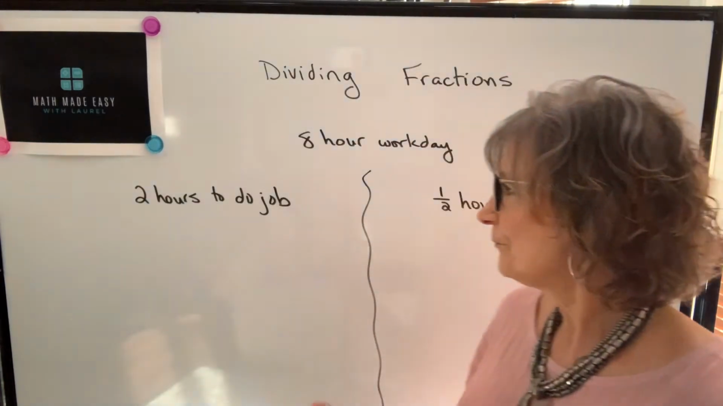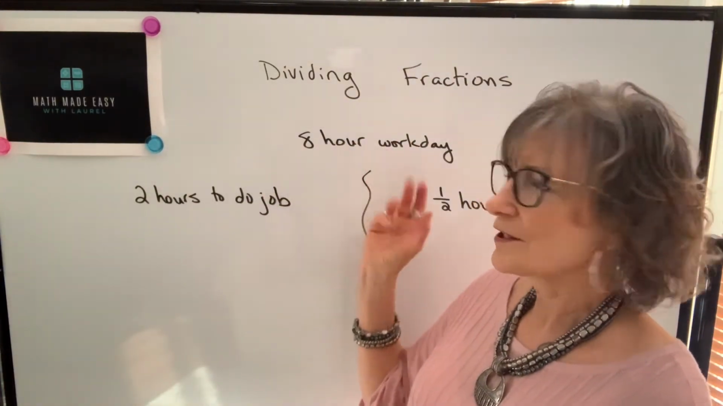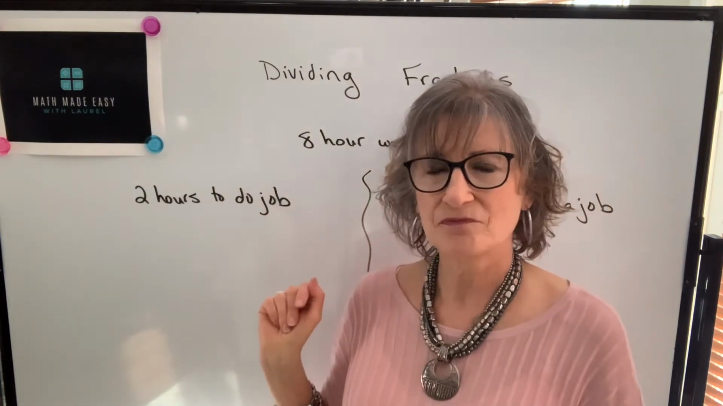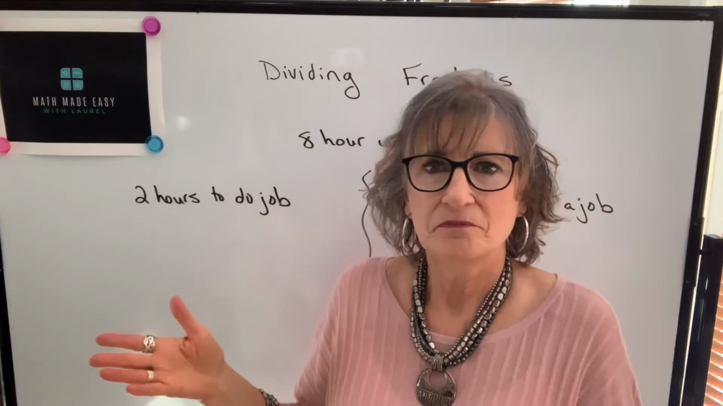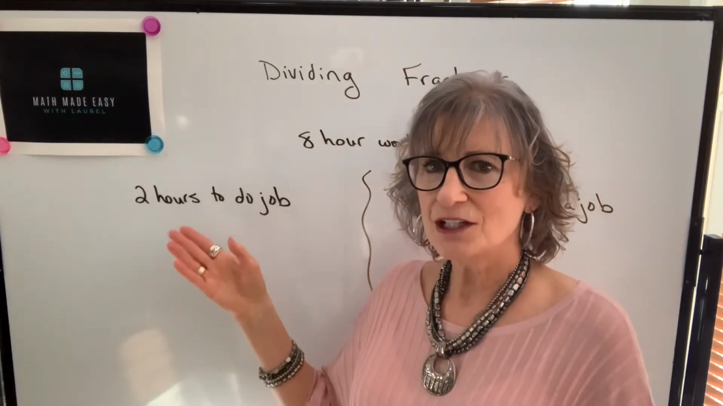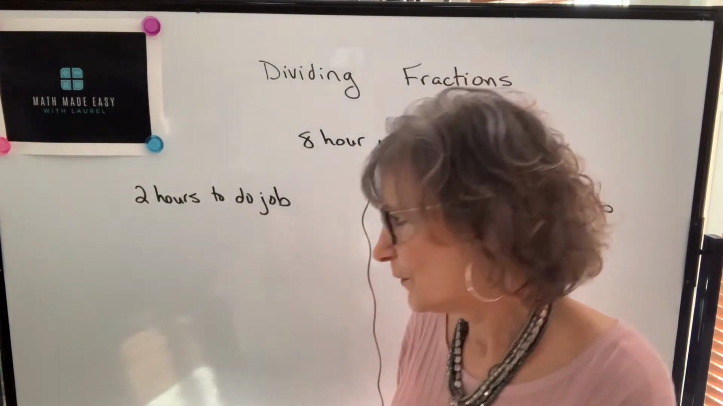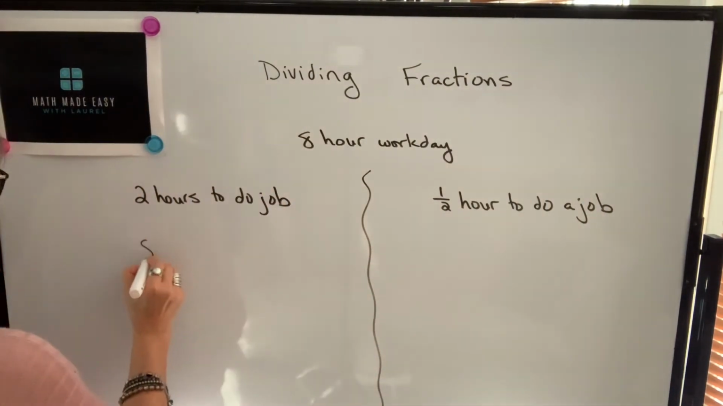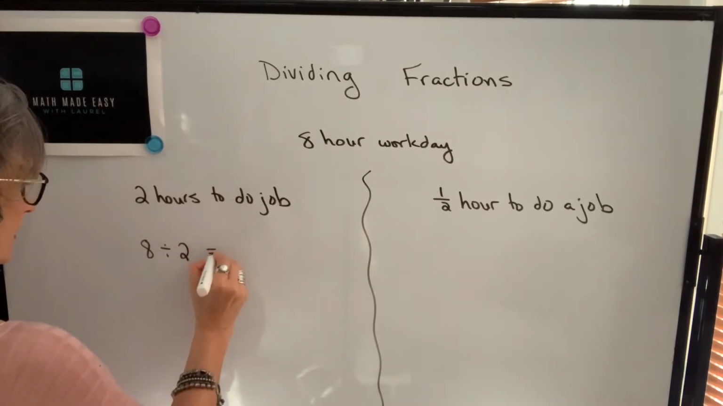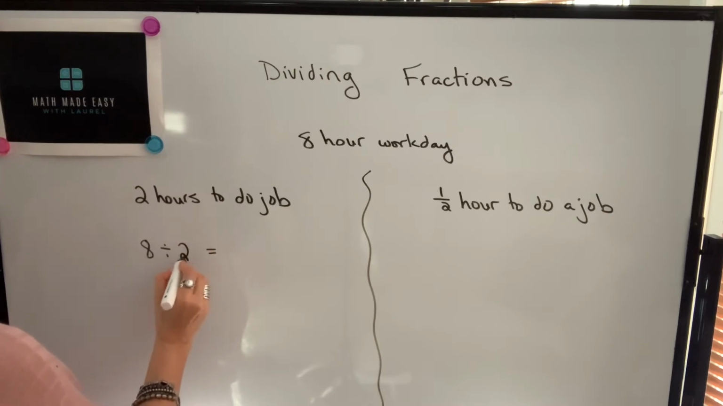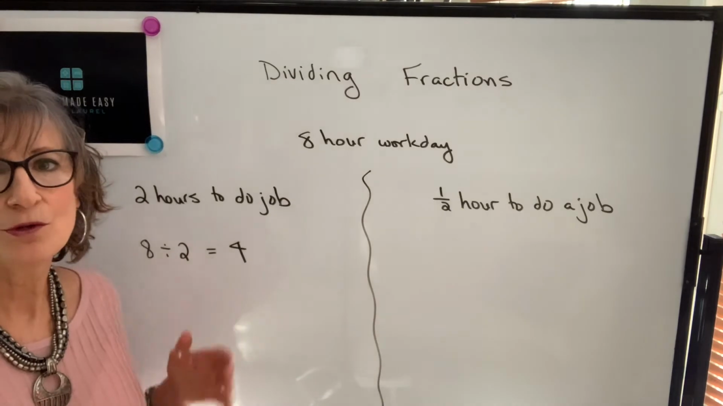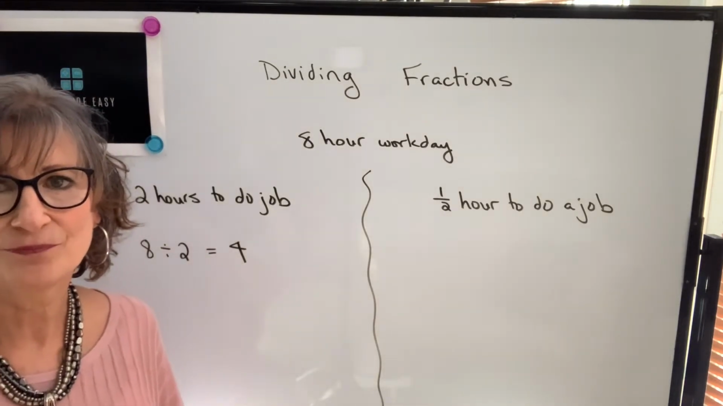So for example, let's say we have an 8-hour workday and we're doing a job that takes 2 hours to complete. That job could be cleaning a house. So if I wanted to know how many jobs I could get done in that workday, I would take my 8 hours and I would divide by the time it takes to do one job. So if I work 8 hours and each job takes 2 hours, I should be able to complete 4 jobs, or I should be able to clean 4 houses.